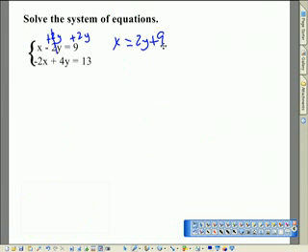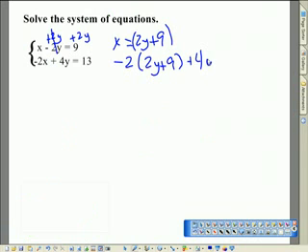Am I ready to substitute now? Yep, I'm solved for x. I'm going to plug in for x right here. When I do that, I get negative 2 times the quantity 2y plus 9, plus 4y equals 13.